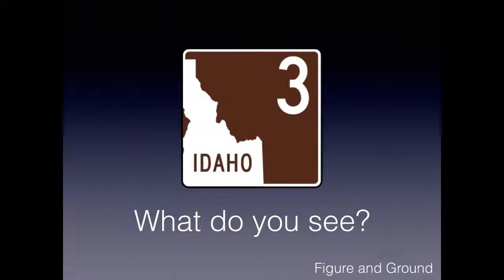The same thing happens when you see the traffic signage, like Idaho, which is one of the states in the United States. You can see this is the head and this is the nose of the man. So it depends on how you see the figure and ground.